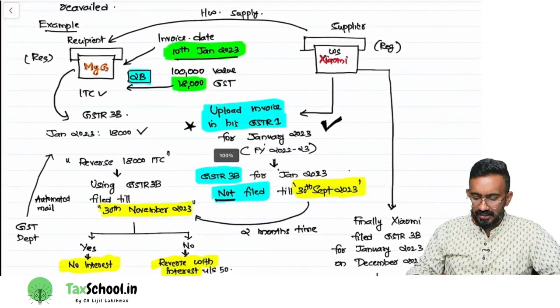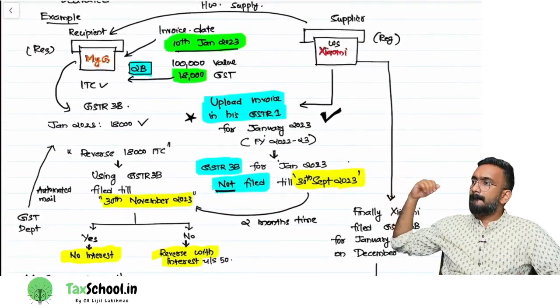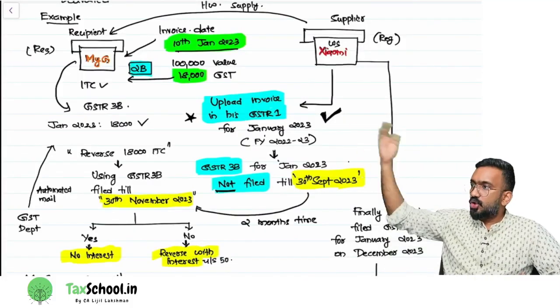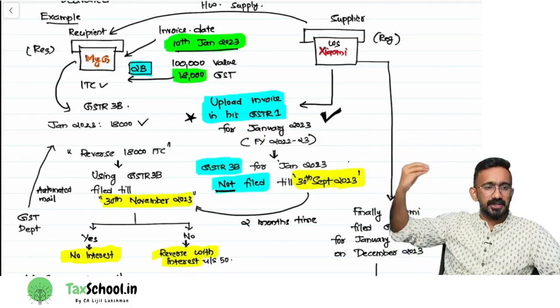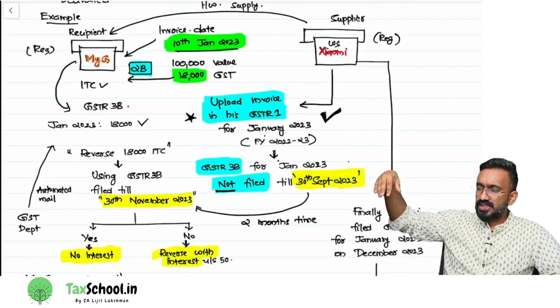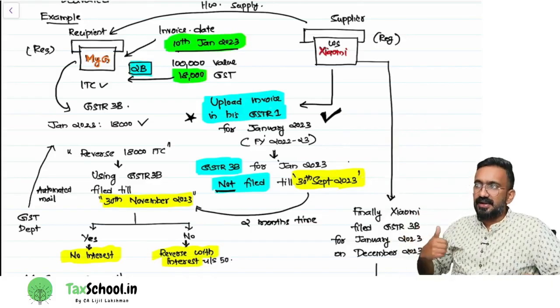The example goes like this. Look at the example that I've given you. Xiaomi wholesaler and MyG retailer. Xiaomi has sold a product to MyG on 10th January 2023. Xiaomi has uploaded the invoice in GSTR 1. If it is uploaded in GSTR 1, it will be reflected in MyG's 2B. So MyG has taken credit in January itself.